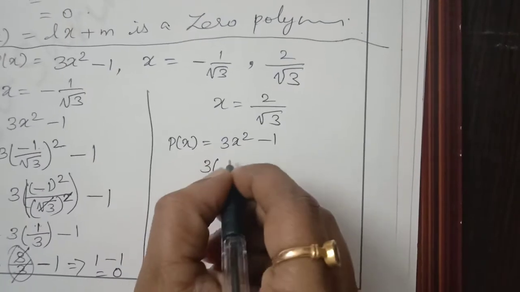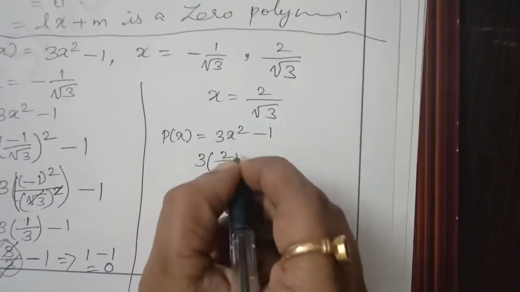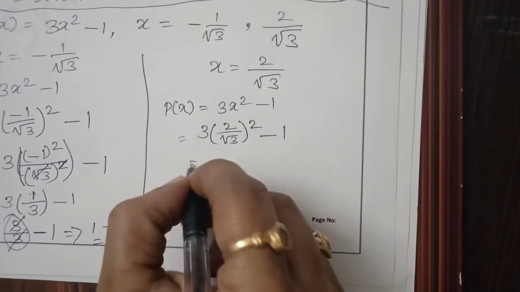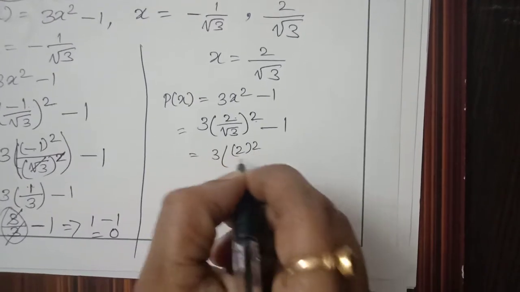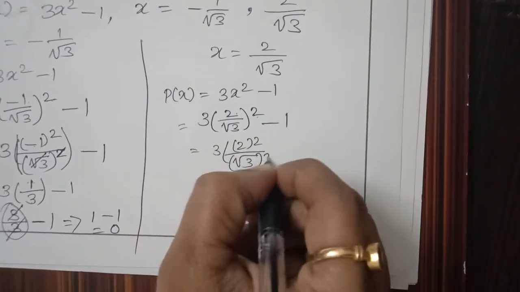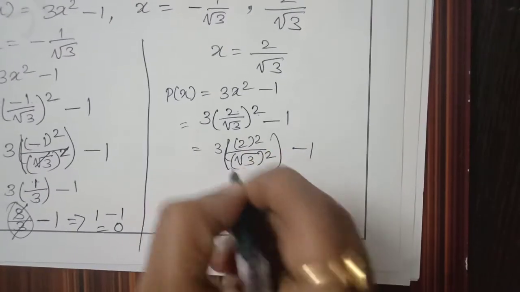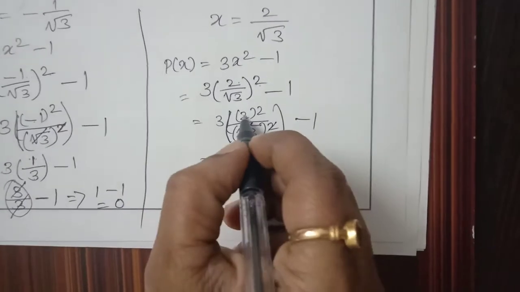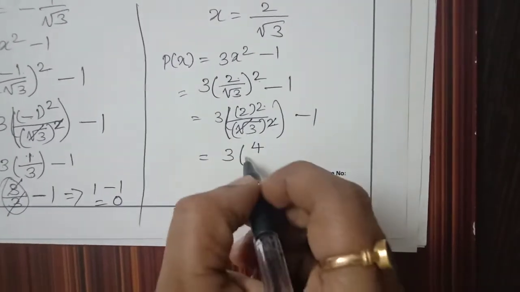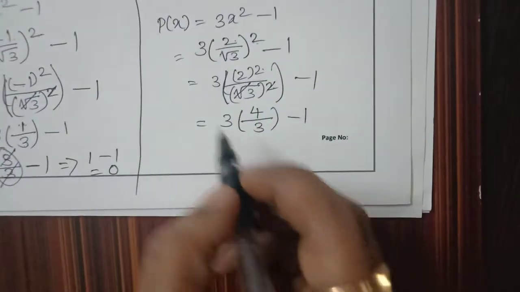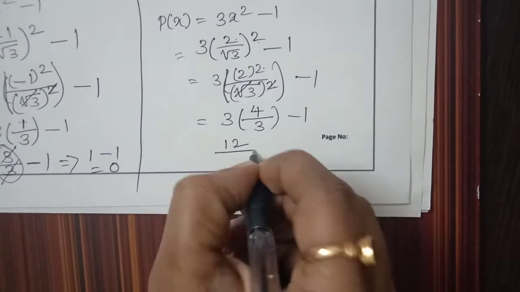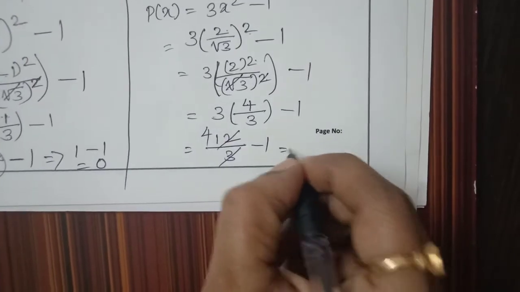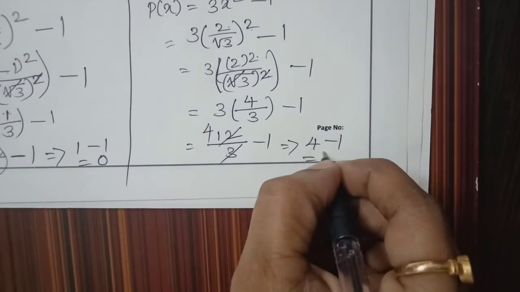So 3, 2 by root 3 the whole square minus 1. Let's take the square inside. When you take the square inside, 3 into 2 square by root 3 the whole square minus 1. And again, as I said, this root and the square will get cancelled. Therefore 3 into 2 into 2 is 4, so it is 3 into 4 is 12 by 3 minus 1. So 12 by 3 is what? 4 you will get. So therefore 4 minus 1, so that is 3.